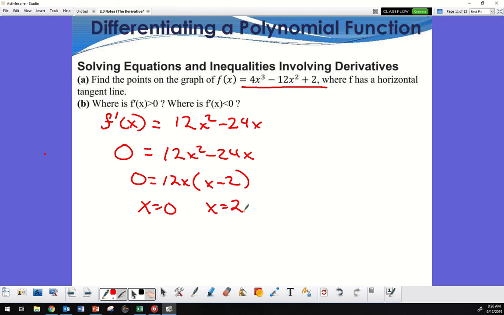Now, where is f prime going to be greater than 0? Where is it going to be less than 0? With inequalities, this is a super neat trick. We're going to do a number line. I'm going to start with 0. What's the next one? 2.